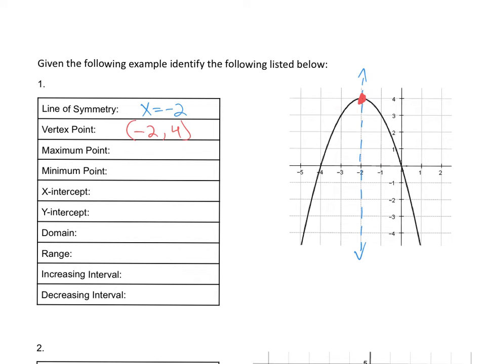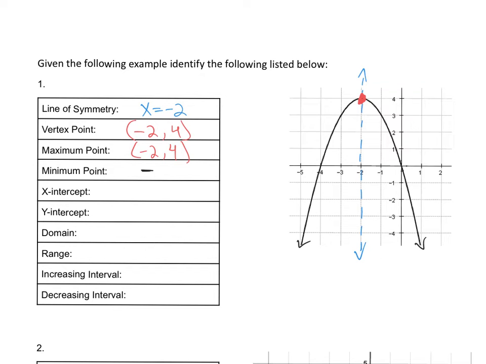Now let's take a look at our maximum point. So if our parabola is opening downwards, right, or it looks kind of like a hill, the maximum point, or that top point, is going to be your vertex. So here our maximum point, or the highest point on the graph, is that vertex, which is located at -2, +4. And the minimum value in this case, since this graph is going to extend down and to the left and also down and to the right, this graph will not have a minimum point.